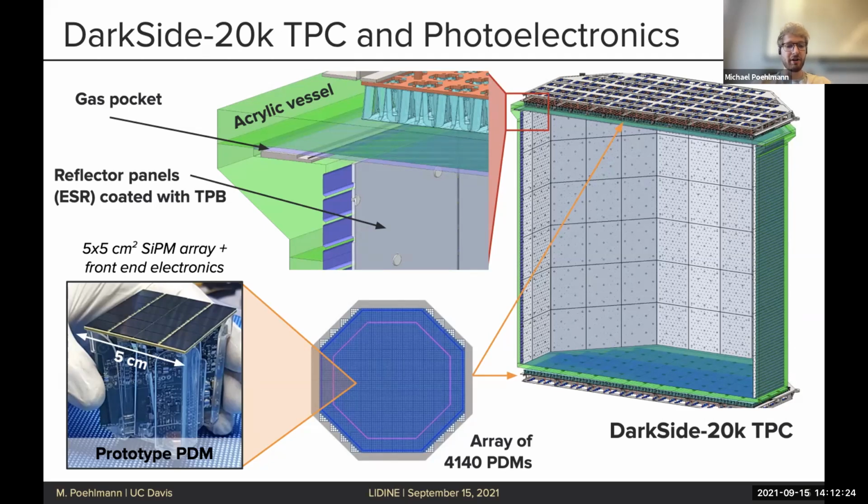One significant feature of DarkSide 20K is the custom silicon photomultipliers that we've developed specifically for this experiment. Each photodetector module shown here is composed of a 5 by 5 centimeter squared array of silicon photomultipliers. And we will use a total of 8,280 of these photodetection modules throughout the detector, split between the top and bottom to detect light from each event.